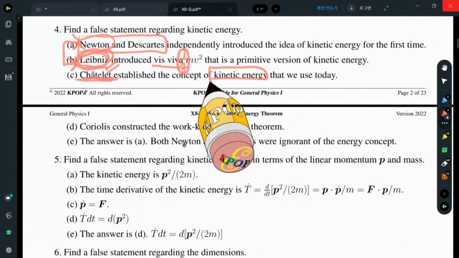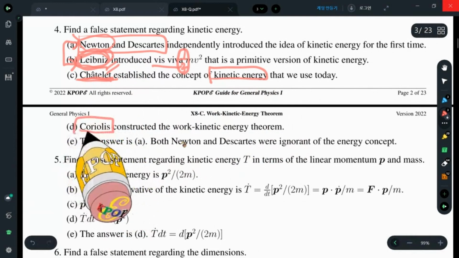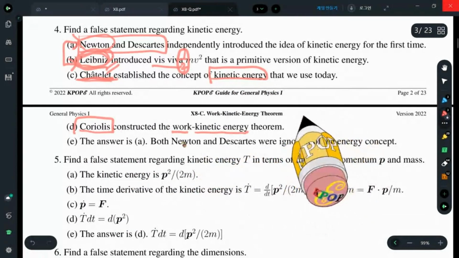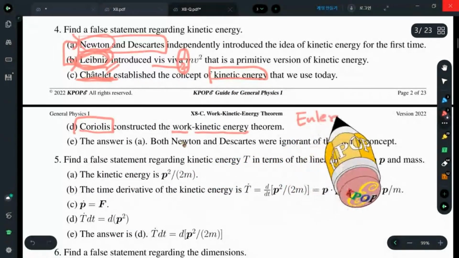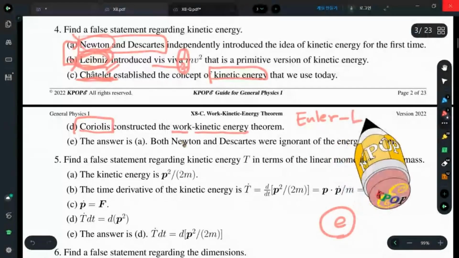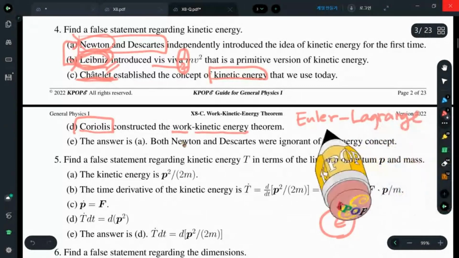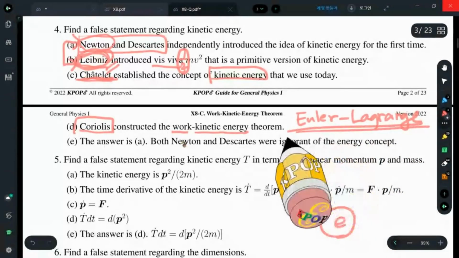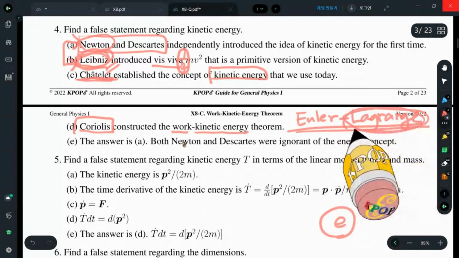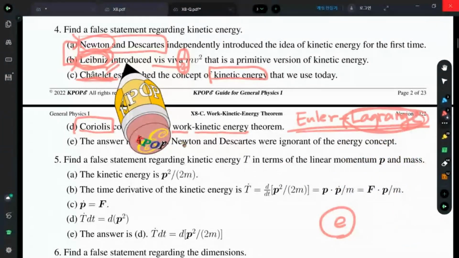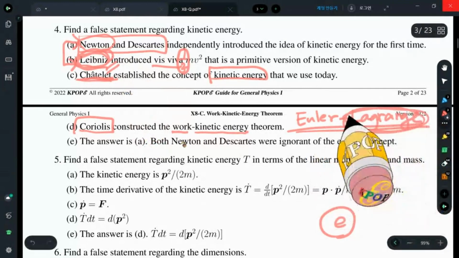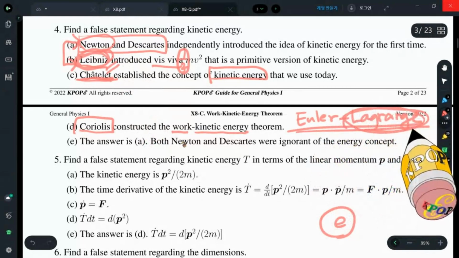And today what we learn is the Coriolis work-kinetic energy theorem. In addition, you have the famous Euler, who made this number E. Euler and Lagrange developed the concept of energy very deeply. Lagrange developed Newtonian mechanics to a different level. That is called the Euler-Lagrange equation. So they knew very well about energy.